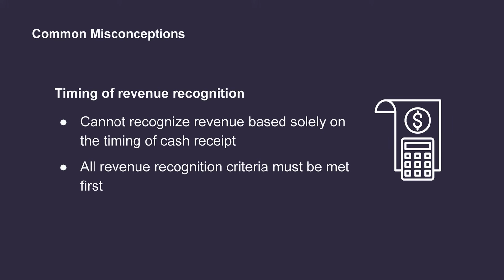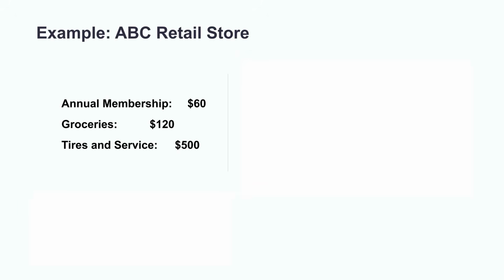It's a common mistake for companies to record cash when they receive a deposit for future services at the time they receive it. However, all revenue recognition criteria must first be met. If the service has not yet been performed, the company must record the cash as a liability until the service has actually been rendered.